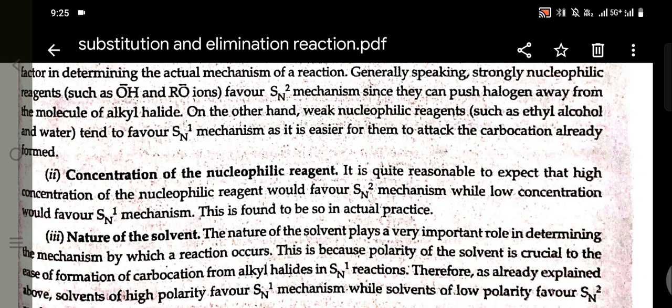It is quite reasonable to expect that a high concentration of the nucleophilic reagent would favor the SN2 mechanism while a low concentration would favor the SN1 mechanism. This is found to be so in actual practice.